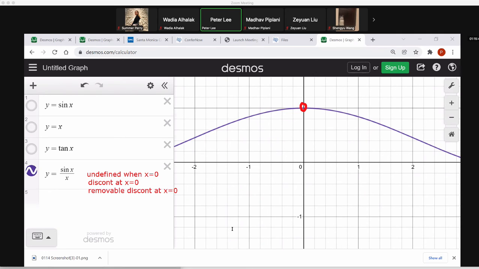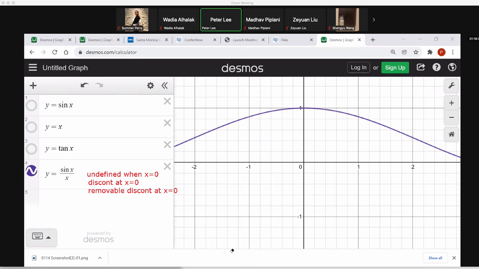Again, when you graph it, it shows as if it's a nice function, and it doesn't break down. It looks like a continuous function, even though it's not. But the reason why is that it's a removable discontinuity. If we just fill in that point, then it becomes continuous.